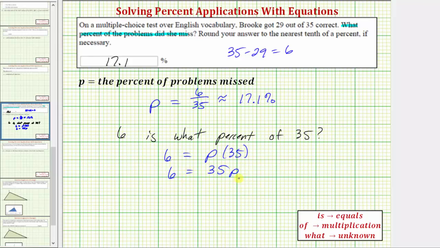But notice how when we go to solve for p, the next step is to divide both sides by 35. And once we do this and simplify, the right side simplifies to just 1p or p. The left side we have 6/35ths, which is what we used up here to find the percentage, and we already know this is approximately 17.1%. So of course the result is the same using either approach.